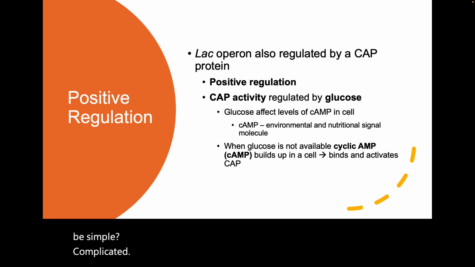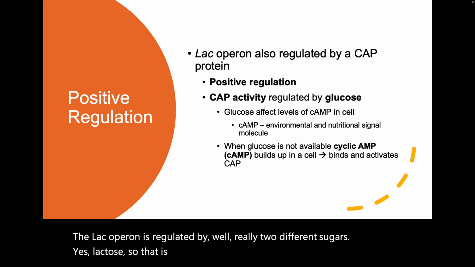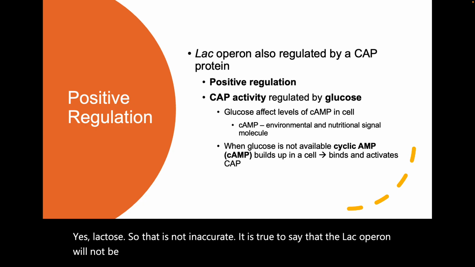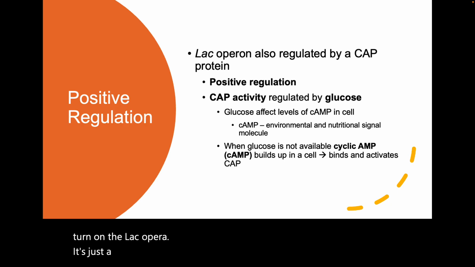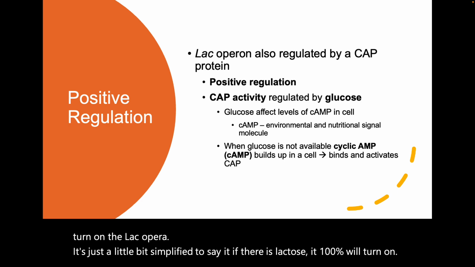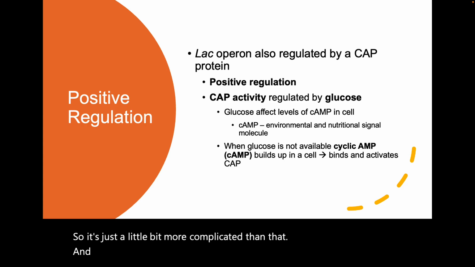The Lac Operon is regulated by, well, really two different sugars. Yes, lactose. So that is not inaccurate. It is true to say that the Lac Operon will not be turned on unless there is lactose. You have to have lactose to turn on the Lac Operon. It's just a little bit simplified to say if there is lactose, it 100% will turn on. So it's just a little bit more complicated than that. And what is complicated is glucose.